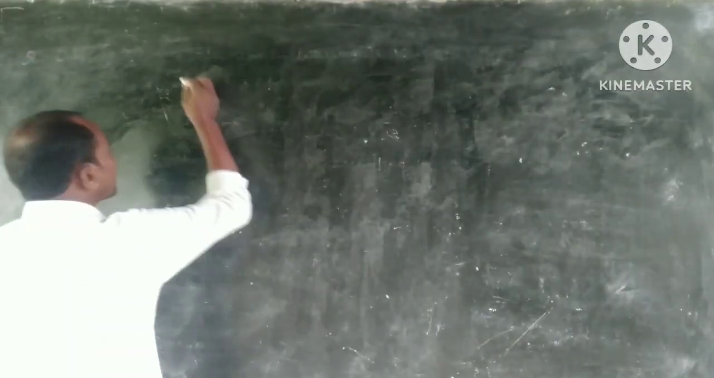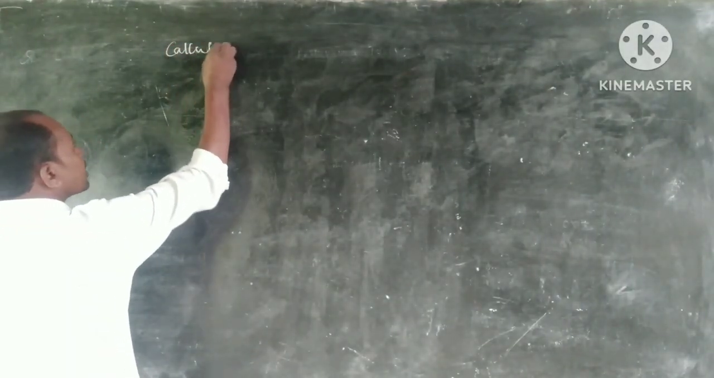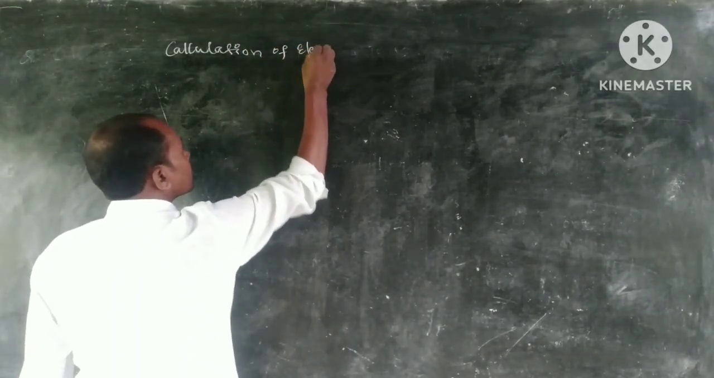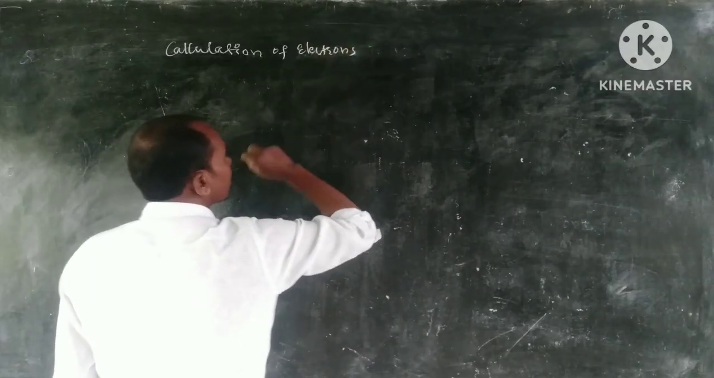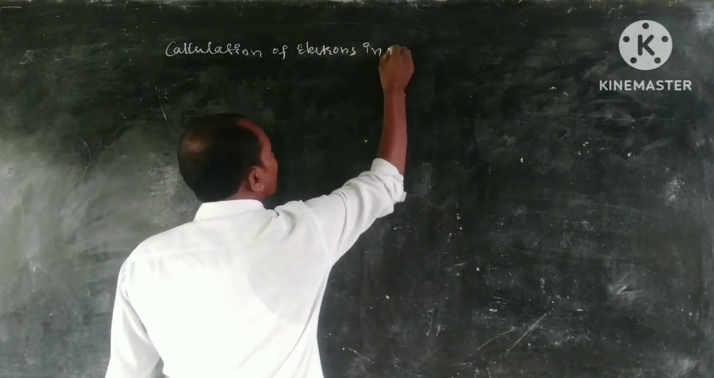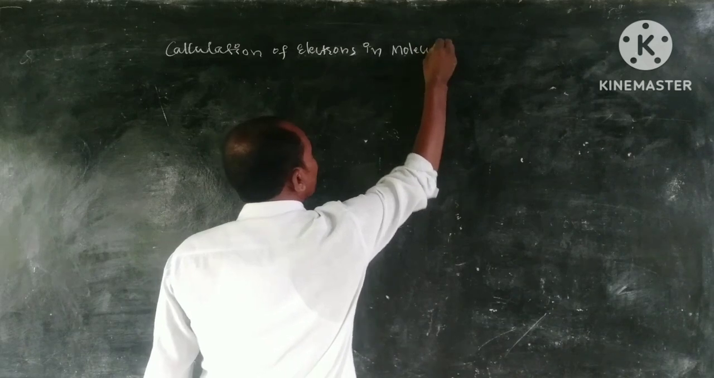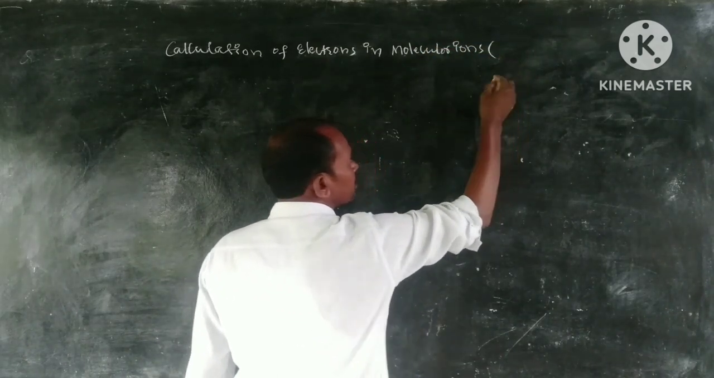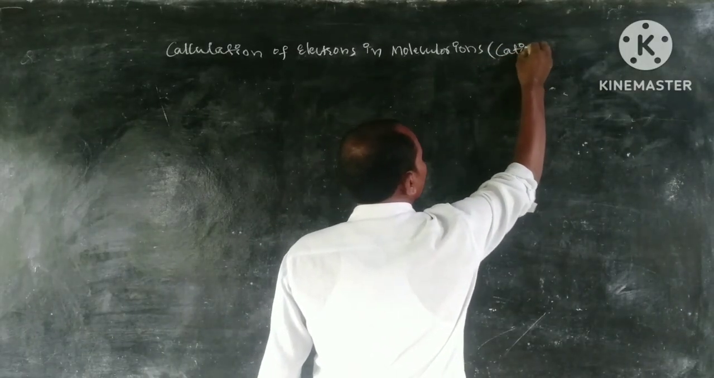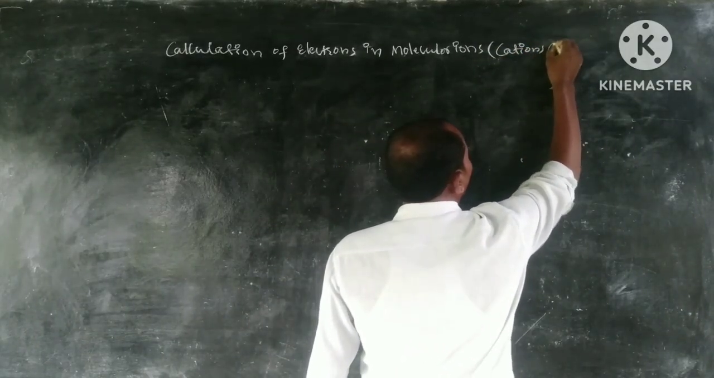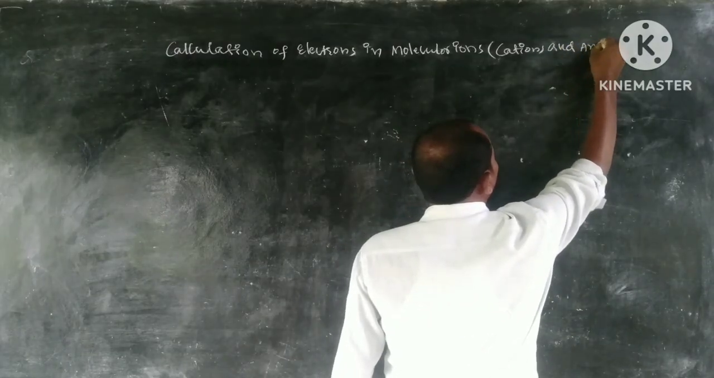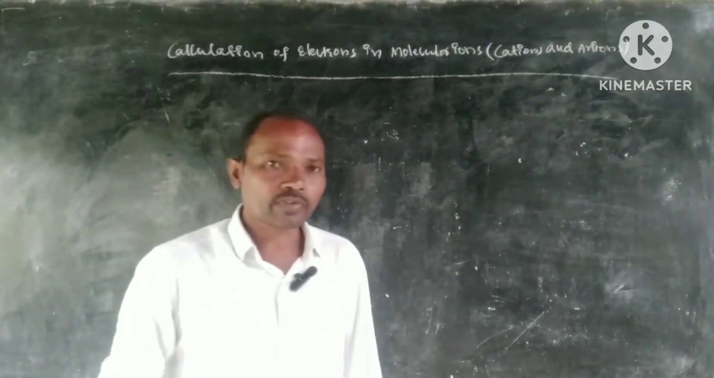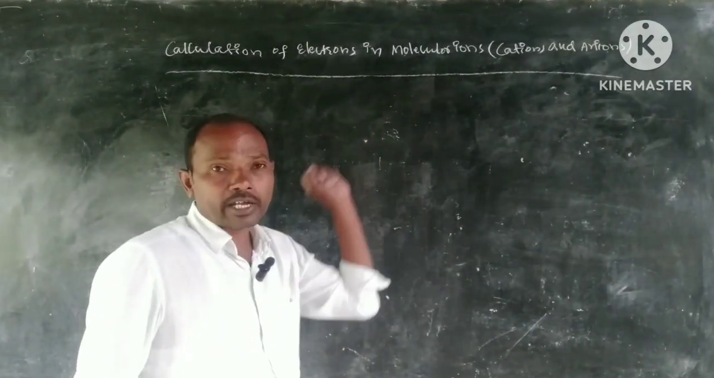So, calculation of electrons in molecular ions. Molecular ions are of two types, cations and anions. How is the total number of electrons present in the molecular ions calculated?